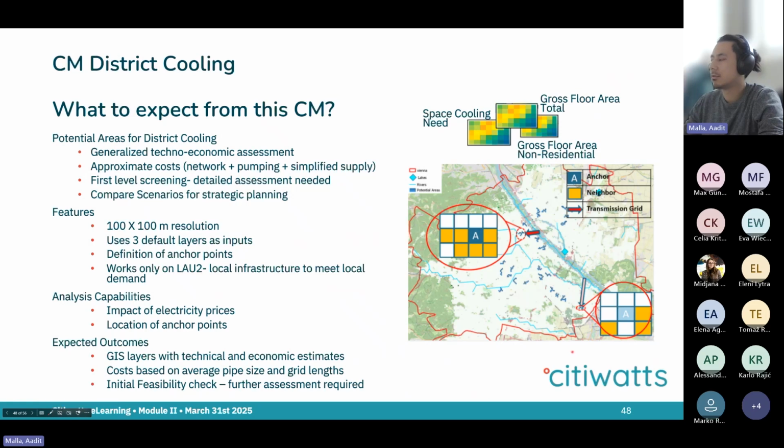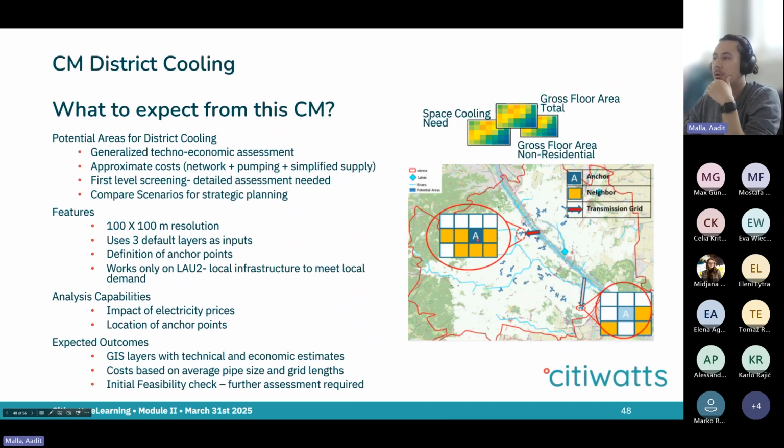So the idea is, here I have an example for the city of Vienna, where the idea is to identify different locations that could show feasibility for district cooling. Take one example here. What the calculation model does, as I mentioned, is find this point A, which is basically this anchor point, which shows the characteristic of these consistent demand points.